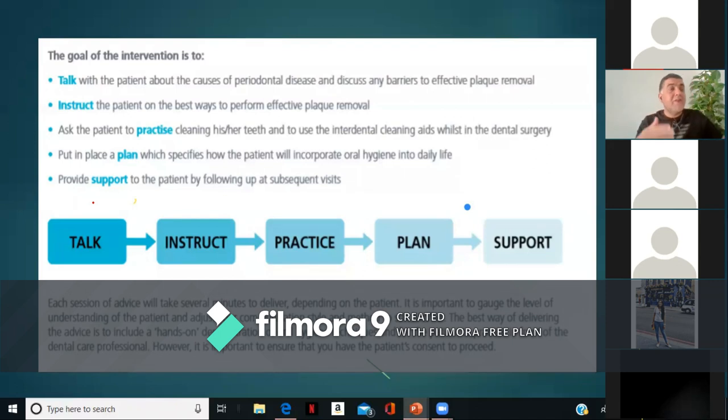Does somebody tell you that you are going to lose your teeth? It will be a bit not nice, especially with patients with aggressive periodontitis or molar incisor periodontitis.